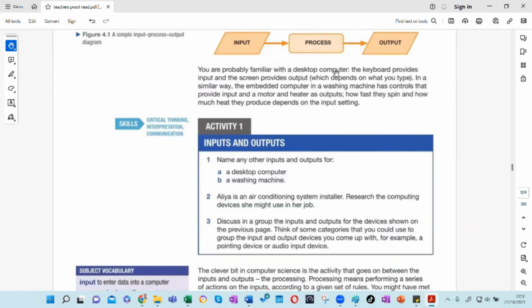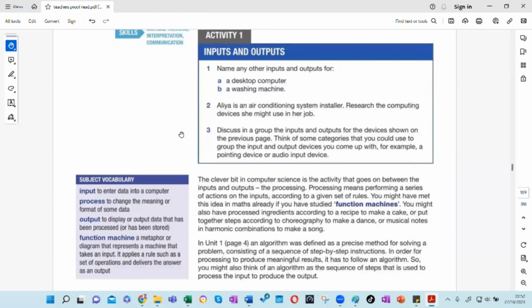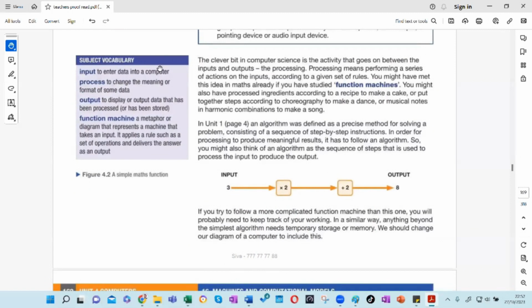You're probably familiar with the desktop computer. The keyboard provides input and the screen provides output, which depends on what you type. In a similar way, the embedded computer in a washing machine has controls, which will be the input. Then the motor and heater will be the outputs. Got it? And spinning and rinsing will be the process. Understood? Yes, sir. If you didn't understand, if you want me to explain again, let me know. Right.